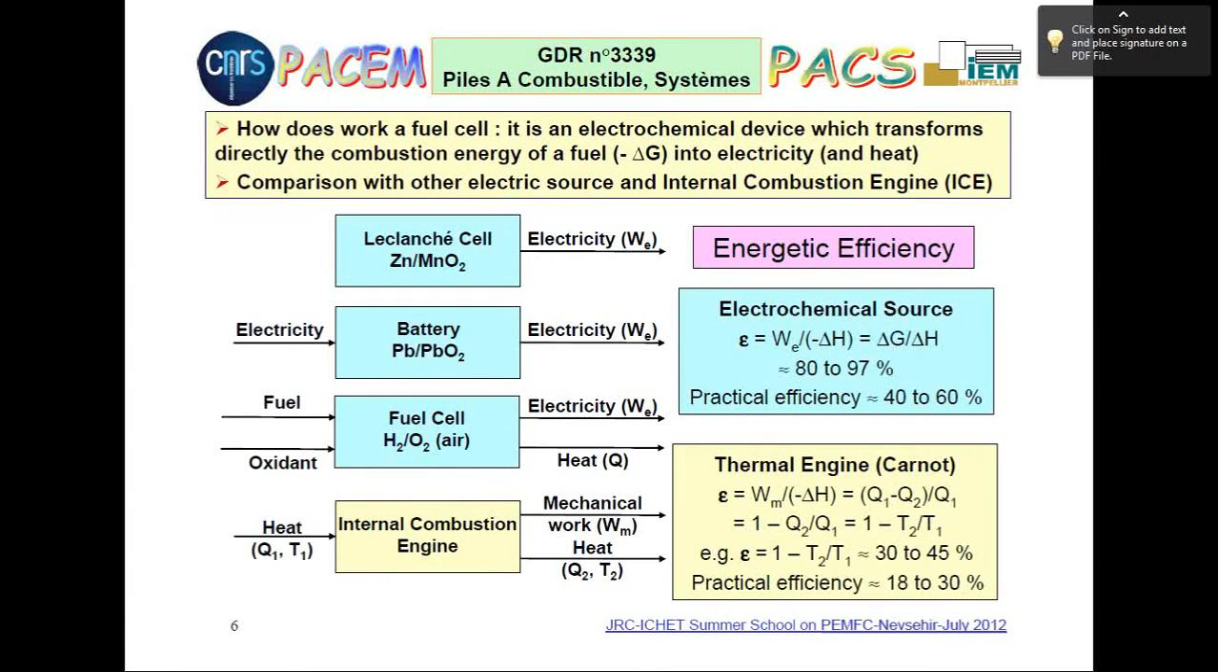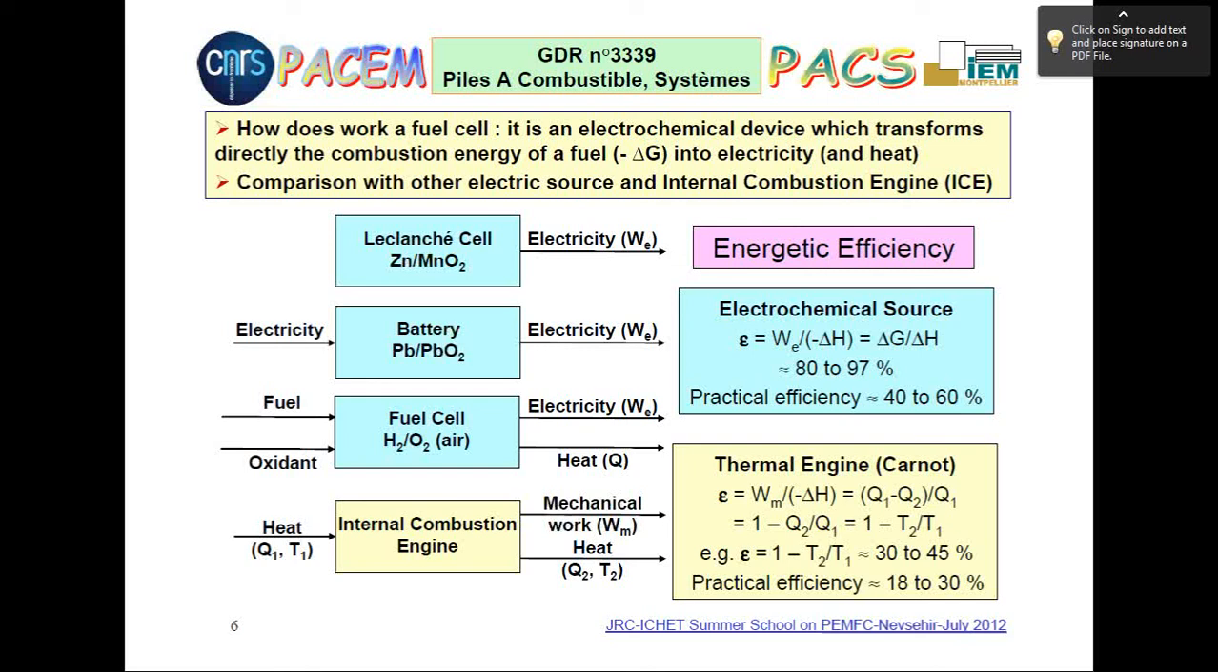Bon. Okay, that's also a very important point, the difference between an electrochemical device and a thermal engine, for example, an internal combustion engine. You see, in this transparency, the most important point is that the fuel cell or an electrochemical device like a battery is a direct transformation of chemical energy into electrical energy. Electrical energy is a variation of the Gibbs energy, minus delta G, giving electricity and giving heat.